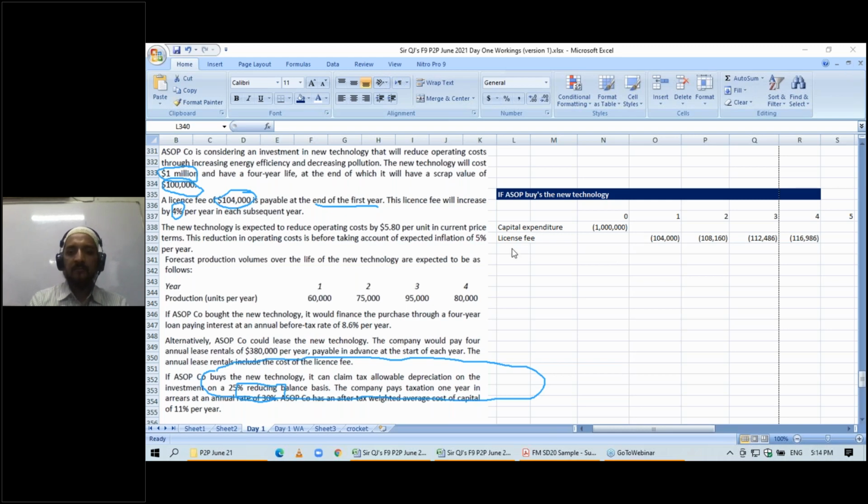Okay, now after payment of the license fee you will calculate tax benefits. Tax benefits are of two types in this case. One tax benefit is that you will be able to deduct the license fee every year from your taxable income and save some taxes, right? And secondly, you will get capital allowance. So let me first do the working for the capital allowance, which is tax depreciation.